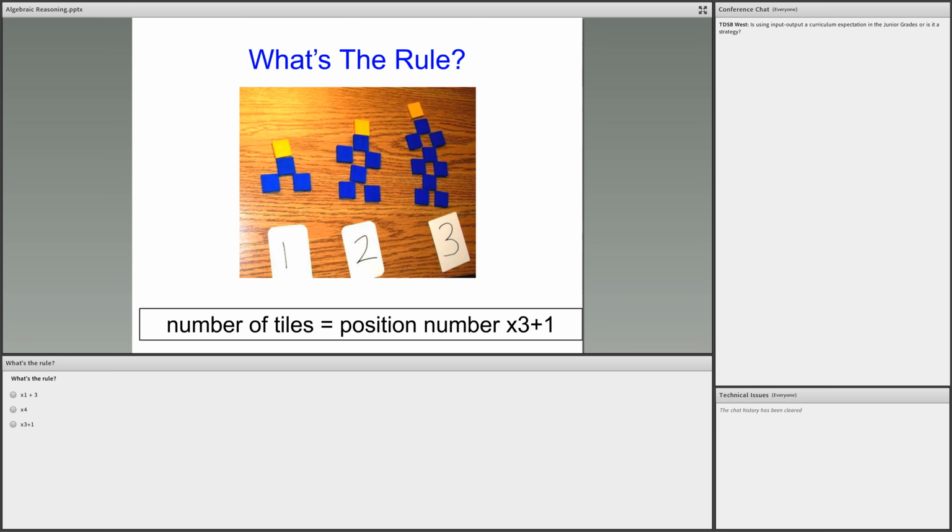So we can see in this pattern that the child has taken the rule, number of tiles equals position number times 3 plus 1, and built it out so that the blue tiles represent the times 3 part, and the yellow tile represents the plus 1 part at the top. Okay, let's do another one. Okay, how about this one?